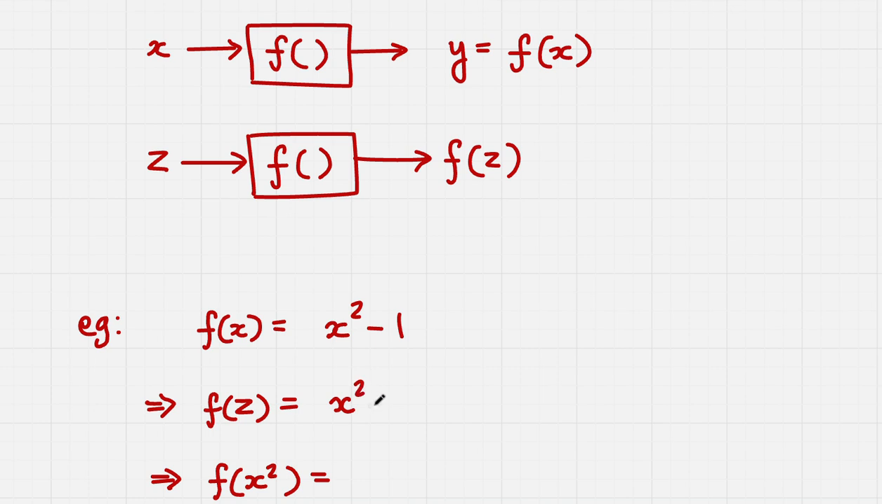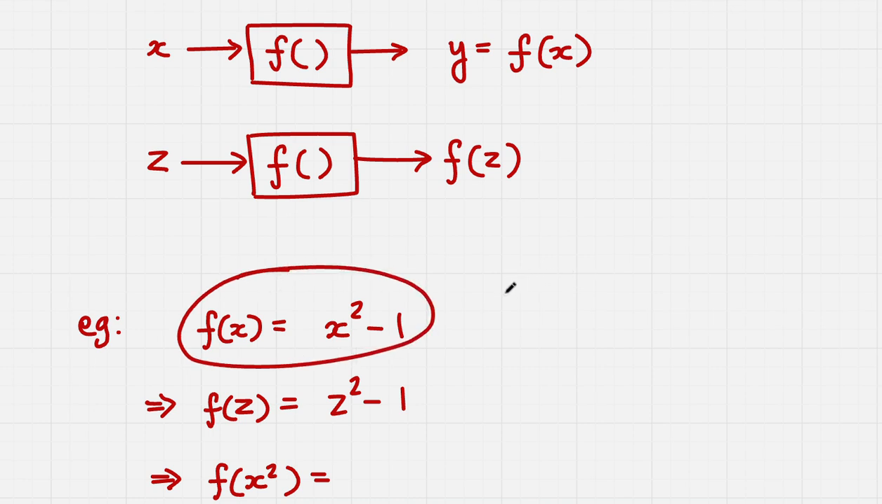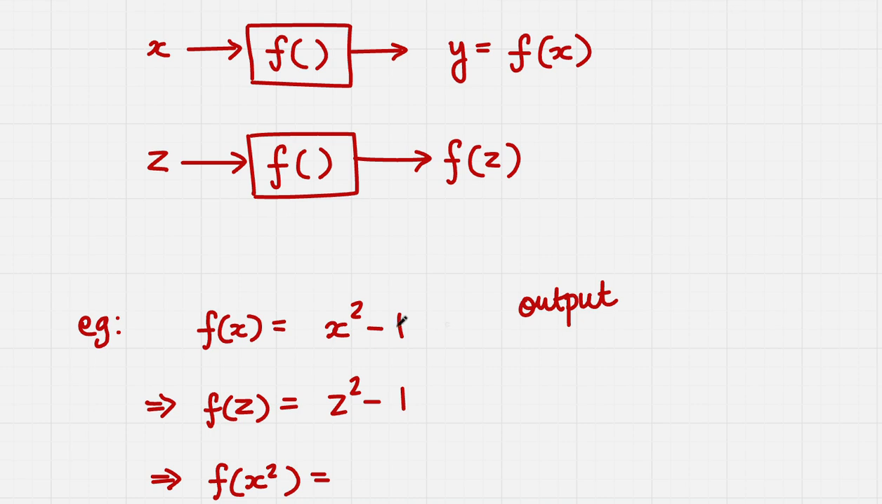Remember, it wouldn't be x square minus 1, because now the input is z. So the output will be z square minus 1. So this f of x here is merely a representation of the fact that if the input is x, then the output is x square minus 1. So the output for this function f of x is equal to input square minus 1. It only represents that, and for representing that we are using the variable x.